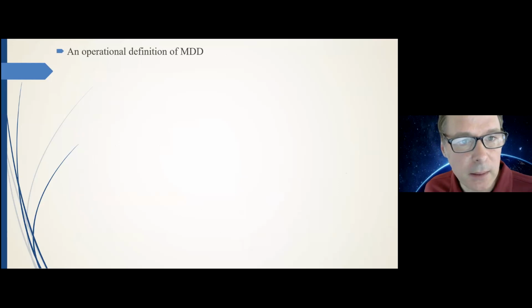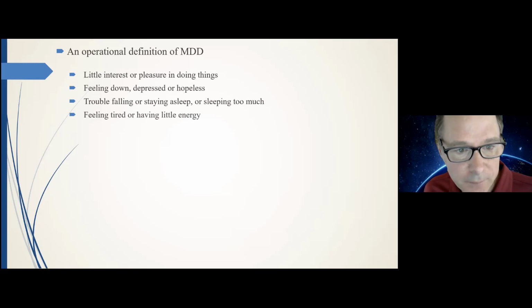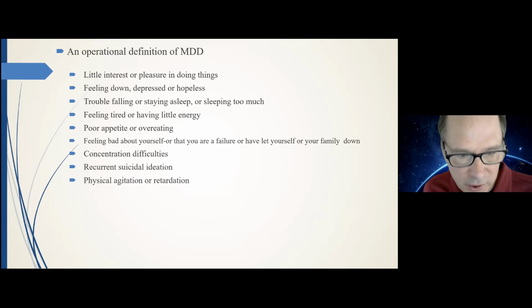Let me look at an operational definition of major depressive disorder using a test called the PHQ-8. Little interest or pleasure in doing things, feeling down, hopeless, trouble falling asleep or sleeping too much, feeling tired or having little energy, poor appetite or overeating, feeling bad about yourself or that you're a failure, concentration difficulties, suicidal ideation, and psychomotor agitation or retardation.